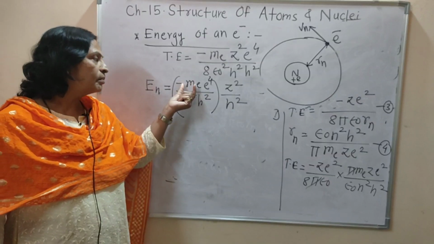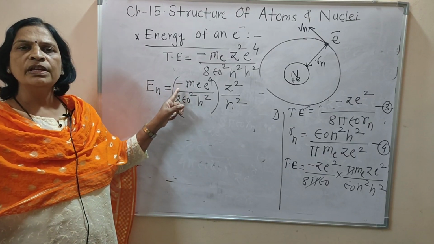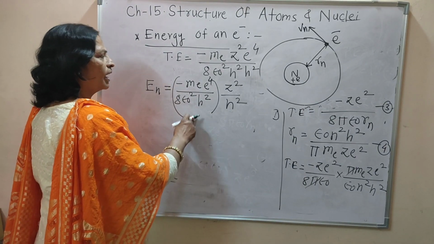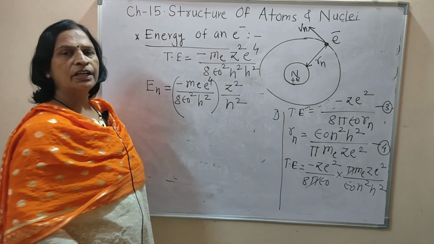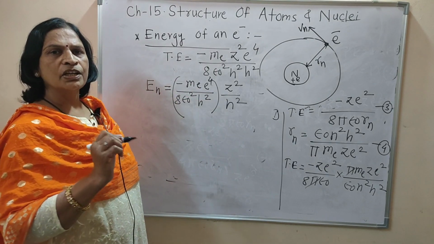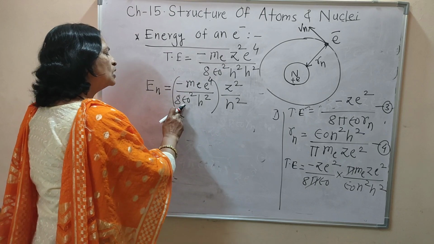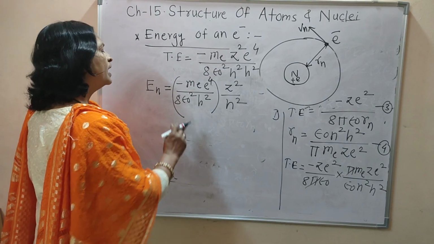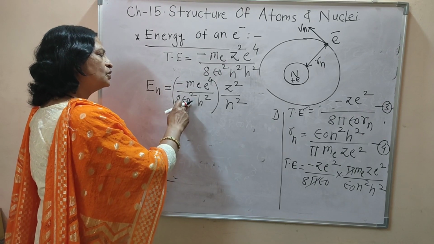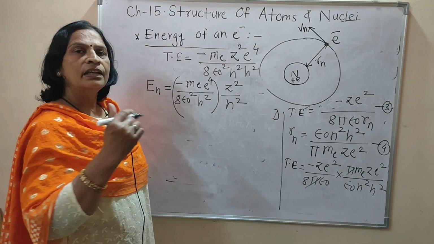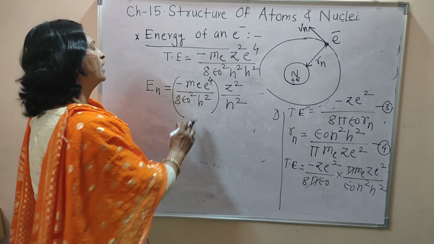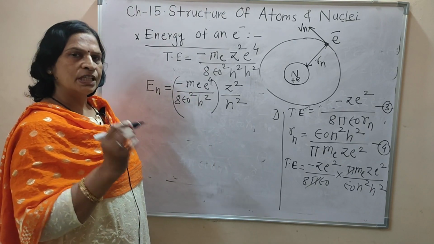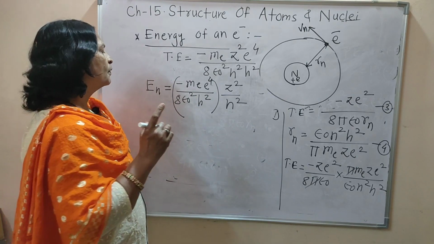Me, that is the mass of electron, its value is 9.31 into 10 raised to minus 31 kilogram. Charge on electron is 1.6 into 10 raised to minus 19 coulomb. Epsilon naught, that is also a constant, permittivity of free space or vacuum, 8.85 into 10 raised to minus 12 coulomb square per Newton meter square. Then h, that is Planck's constant, 6.63 or 6.64 into 10 raised to minus 34 joule second.